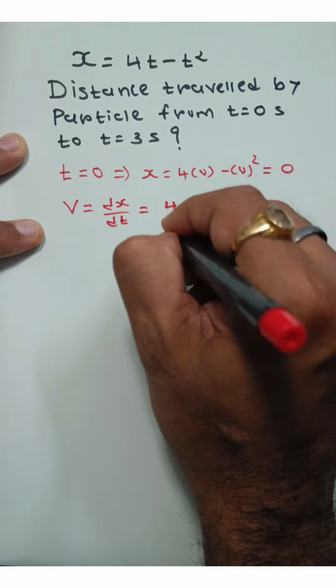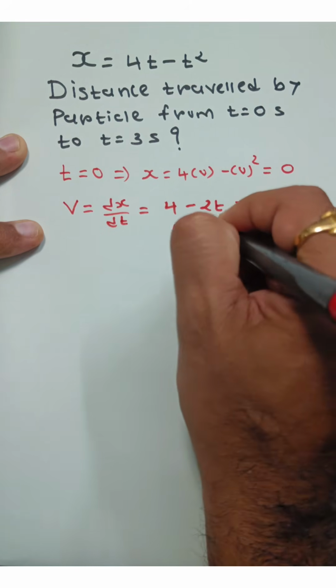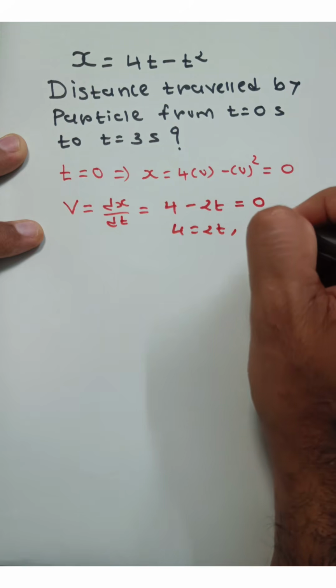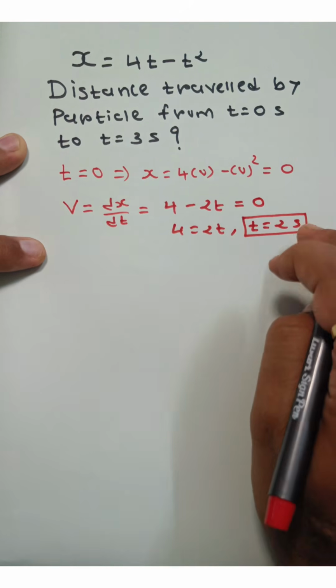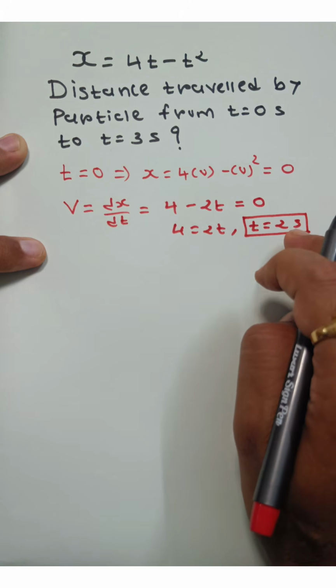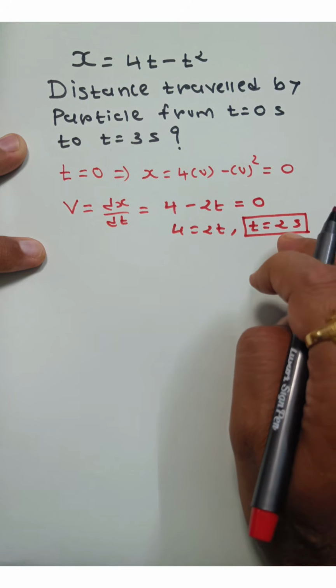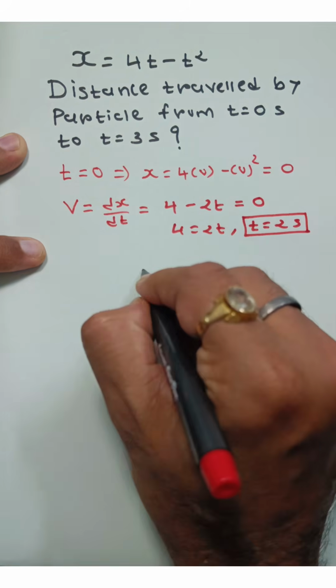When v is 0, then 4 = 2t. So t = 2 seconds. It means that at t = 2 seconds, velocity is 0. When velocity is 0, the particle changes the direction of motion.